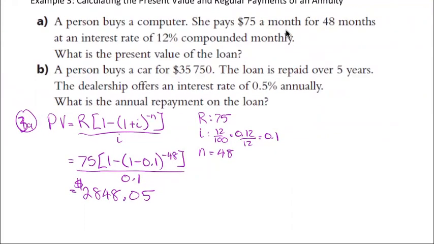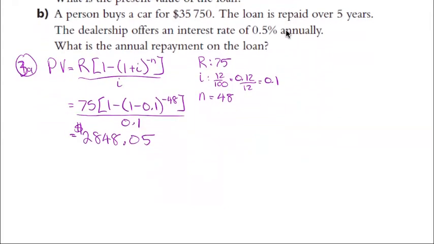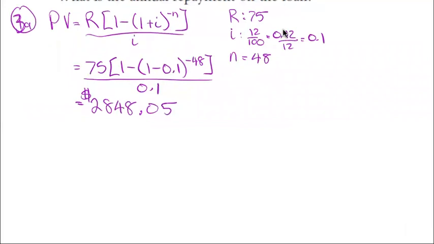That's an expensive computer if she's paid for 4 years and still owes $2,800. Question B: a person buys a car for $35,750. The loan is repaid over 5 years. The dealership offers an interest rate of 0.5% annually. What is the annual repayment of the loan? How much is R? There we go. Let's start with our formula.